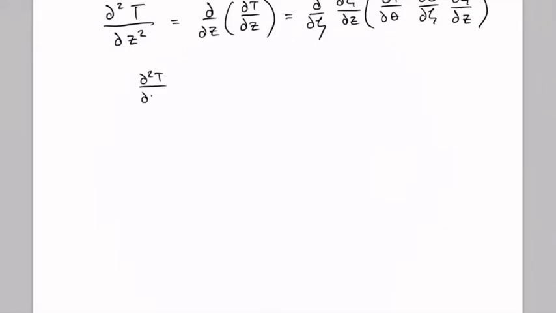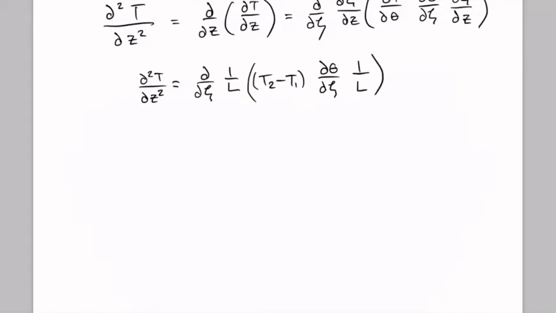Coming down to the next line. This is a constant, 1 over L. And again, we can simplify it by lumping the constants together. And so now we have an expression for the second half of the governing differential equation.